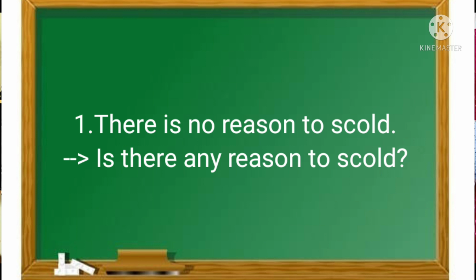Very simple. First of all, auxiliary verb. So who is the auxiliary verb here? Is. So write down is. Then what other things will remain same? Is there. What I said, no should be replaced with any. So is there any reason to scold? Finally there should be a question mark.